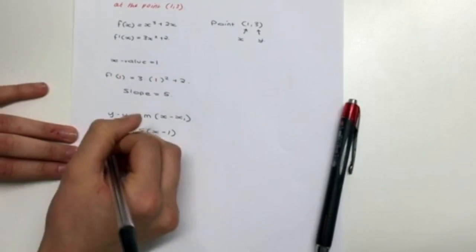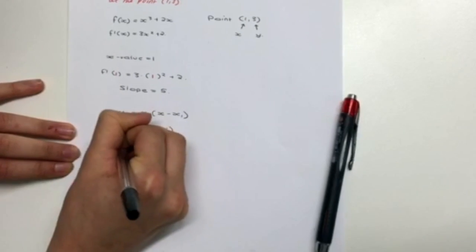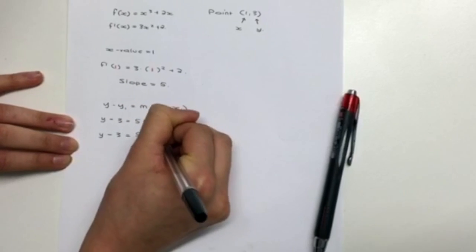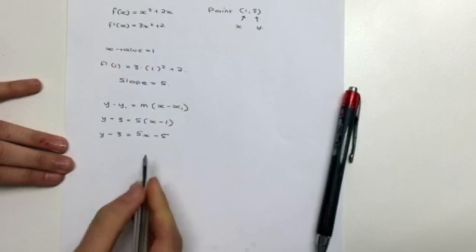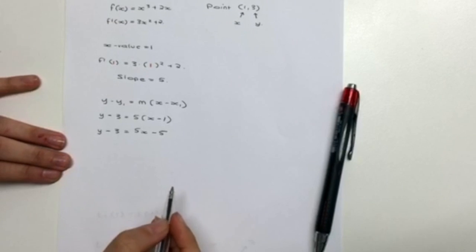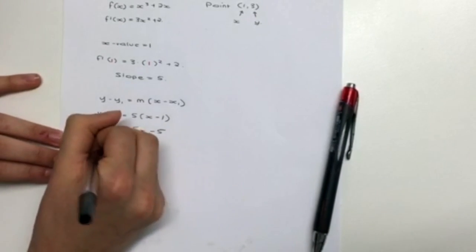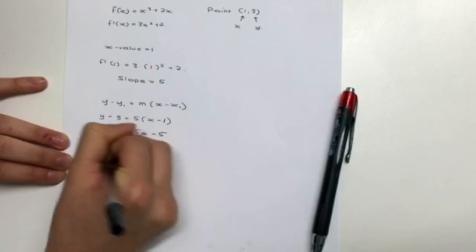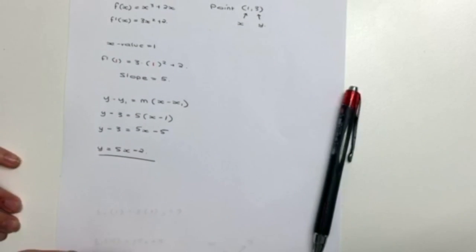Now what we should do is expand this equation. If you were to solve this out, the equation that you would get for the tangent line is the following. y equals 5x minus 2. And there you have it, your equation of the tangent line.